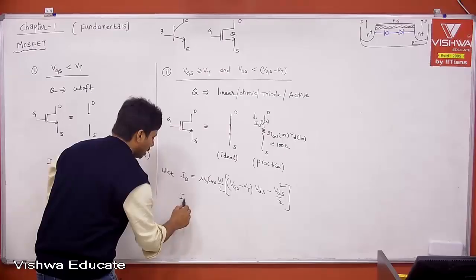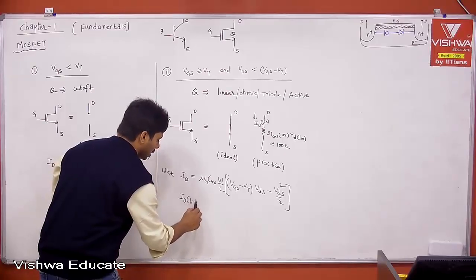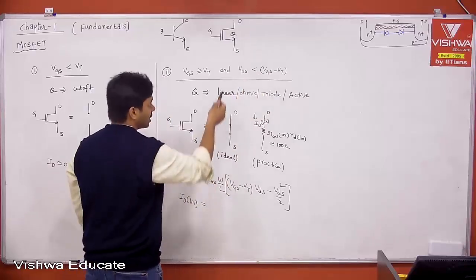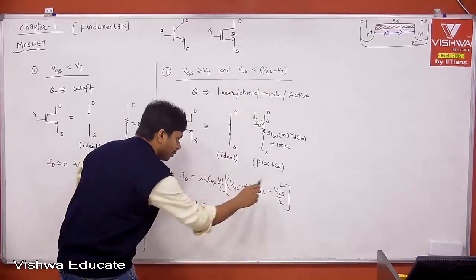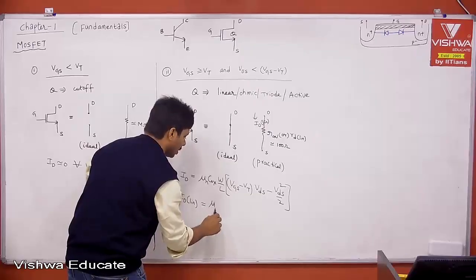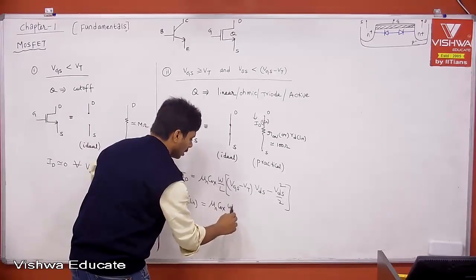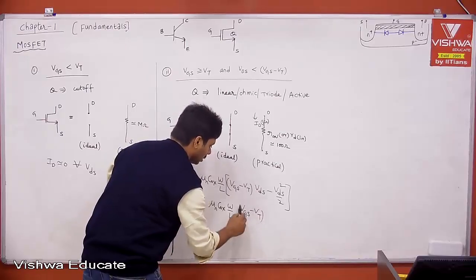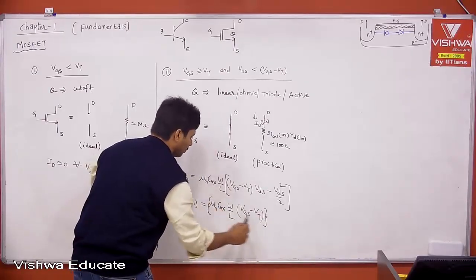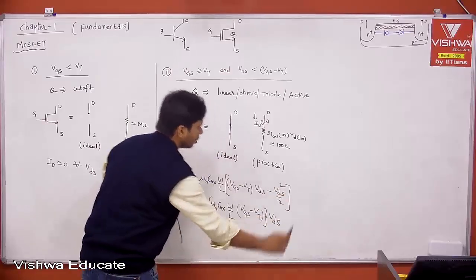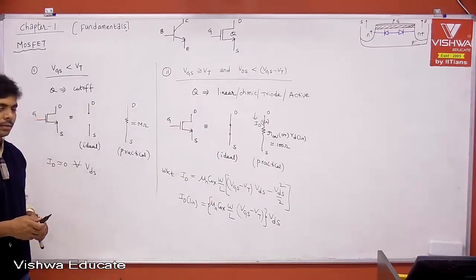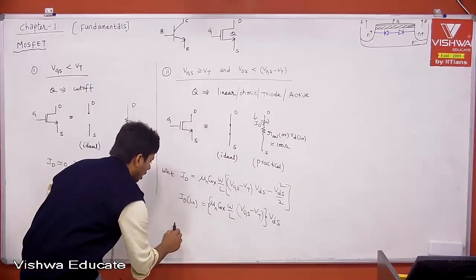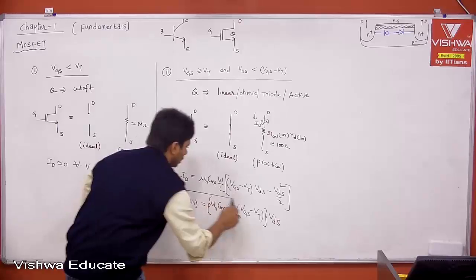Therefore, you can say the linear drain current, neglecting the second order term because VDS is less than VGS minus VT, or I can say VDS is close to 0, then VDS square will be almost 0, is mu n Cox W by L into VGS minus VT into VDS. This is what it is, right? Therefore, if you calculate R on, this is ID linear with respect to VDS.